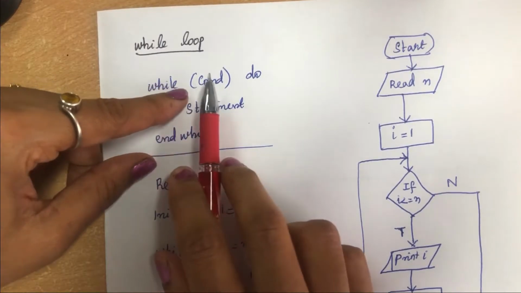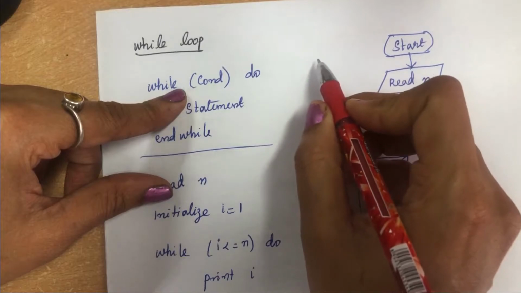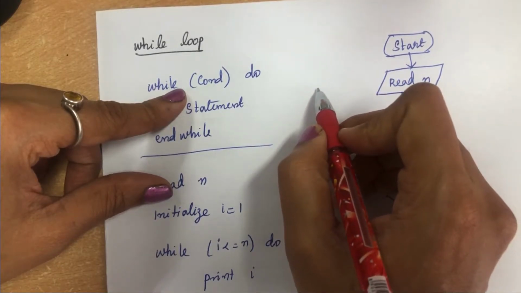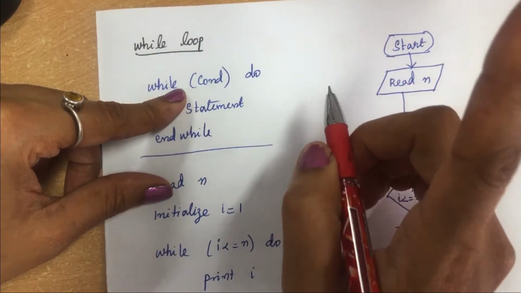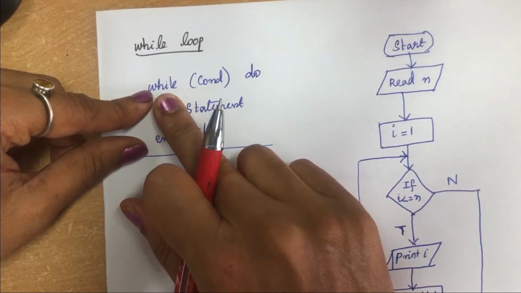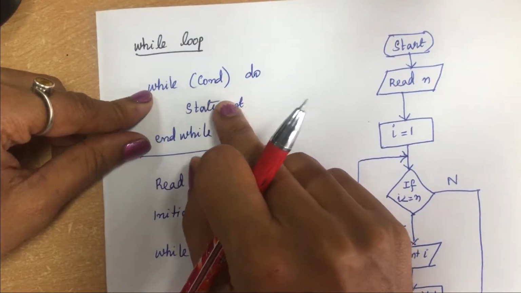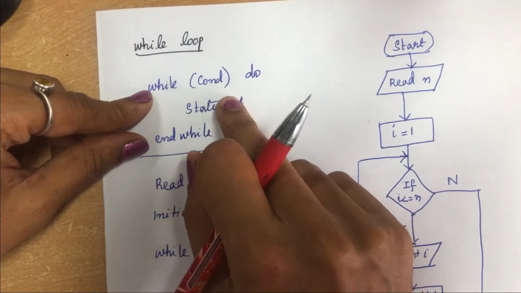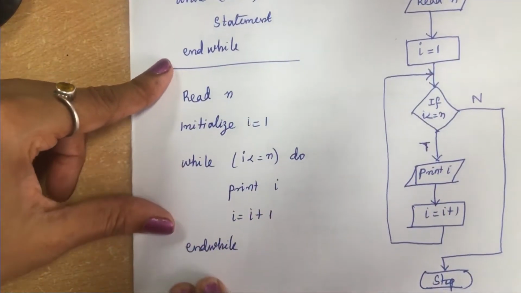If you are going for an if statement, you will write if condition, then you will write the set of statements. In that case, the control flow will be executed only once. Suppose you are using a while loop, then the statements which you give inside this while loop will be executed multiple times until this condition fails. Now we will see the pseudocode for this.